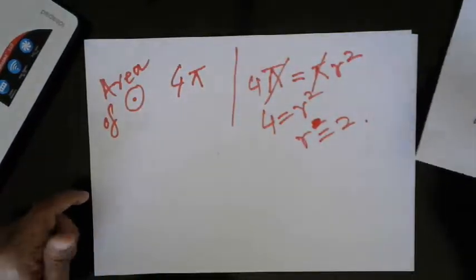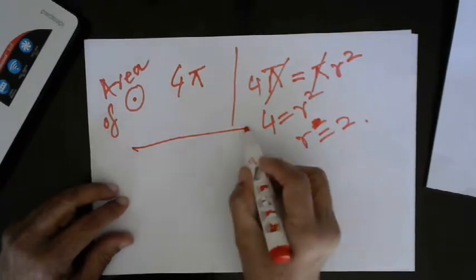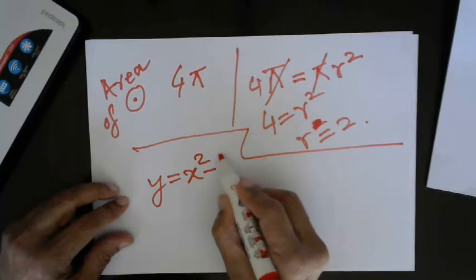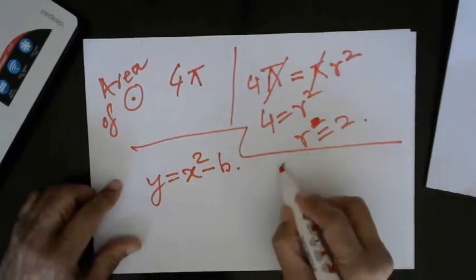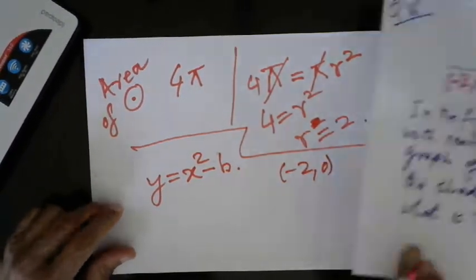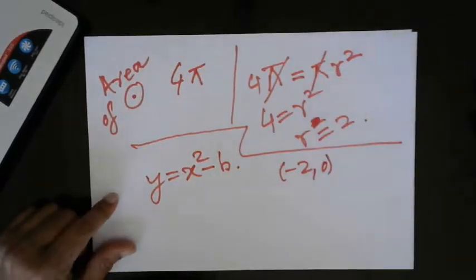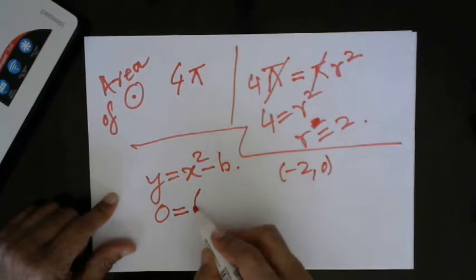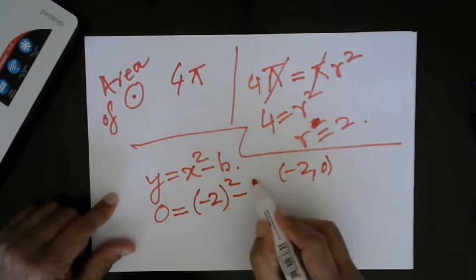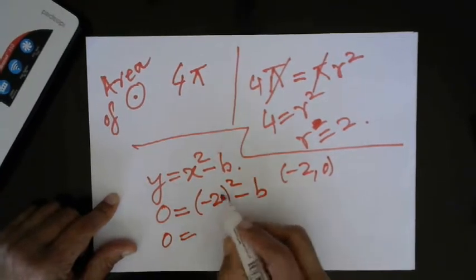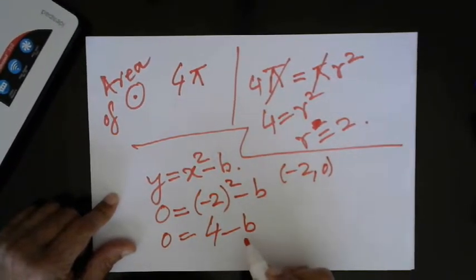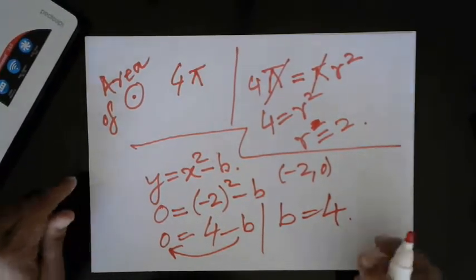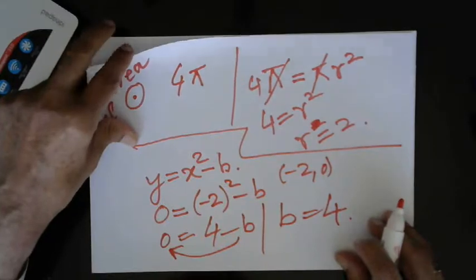Let us substitute the coordinates of this point in the equation of the curve. The equation of the curve is given to be y is equal to x square minus b. And -2, 0 is a point on the curve. So let us put 0 for y and -2 for x, so this will be -2 square minus b. Well, 0 is equal to -2 square, which is 4, minus b. If you transfer b to the left hand side, you will get b is equal to 4. I hope this is clear to you.